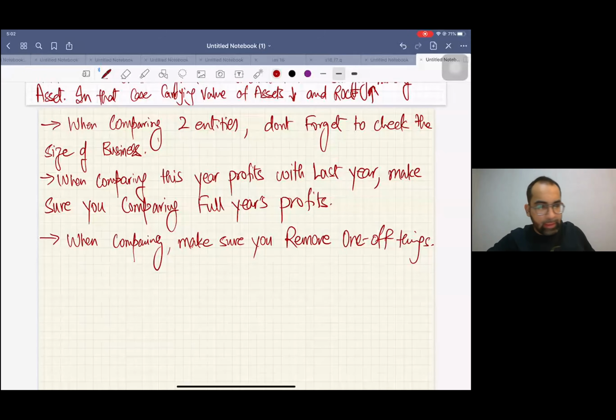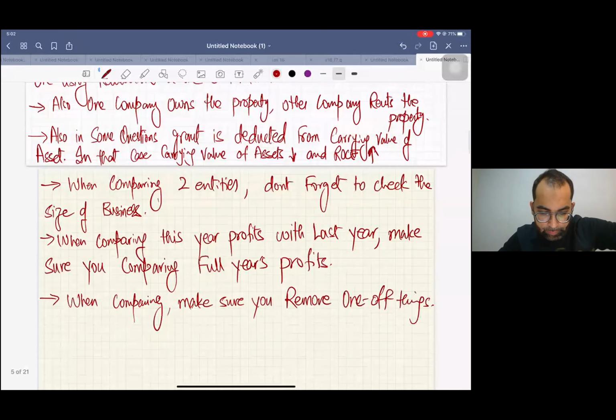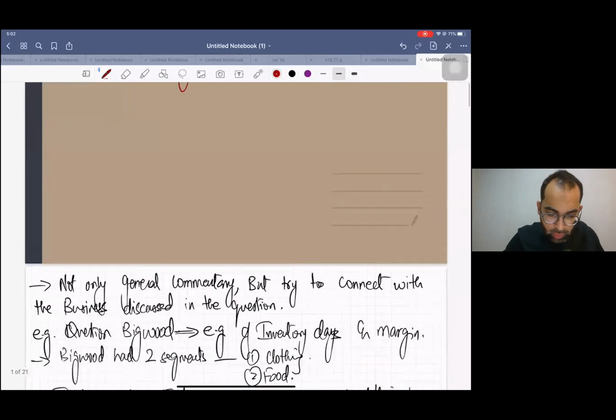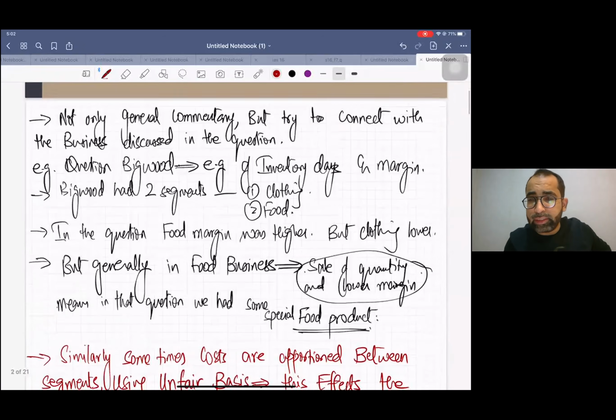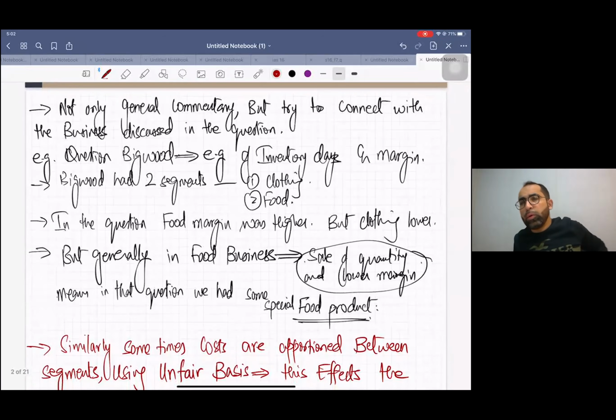Okay, let's start. Today is the second day of our P2P revision sessions of F7. Now, today's topic is ratio analysis, or interpretation of financial statements. Ratio analysis, or interpretation of financial statements.